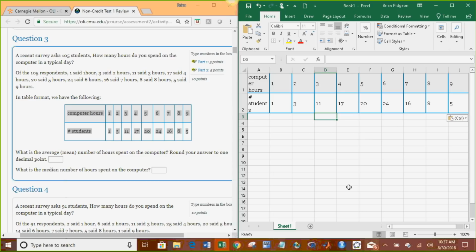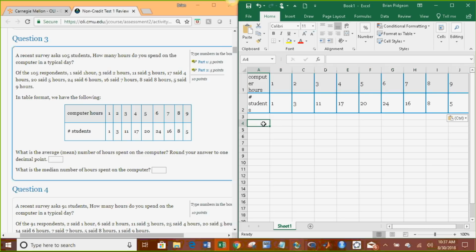All right. So we have this data set in Excel, and we want to find the mean. Now, what we do not want to do is just find the average of these X values, or the computer hours. You can see, if you highlight some sort of array in Excel, it tells you the average right away at the bottom. Average is 5, which you can just see from the list.